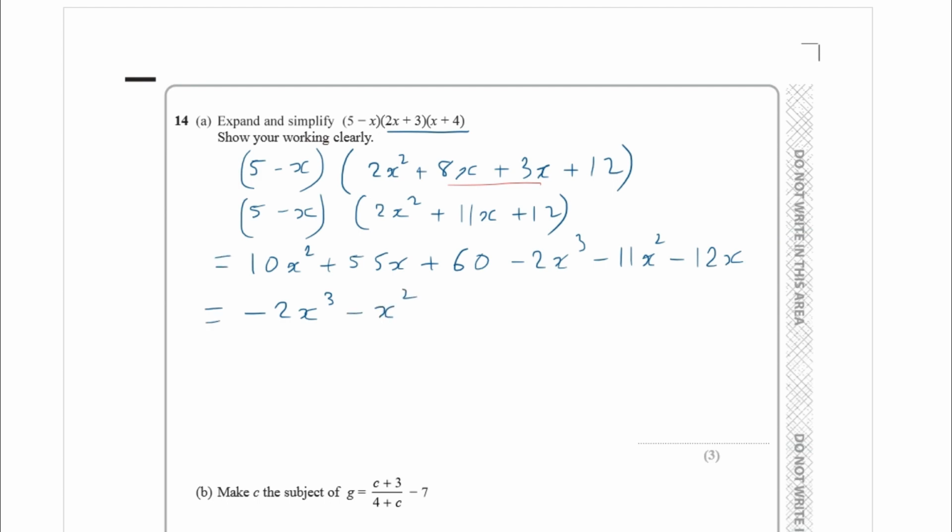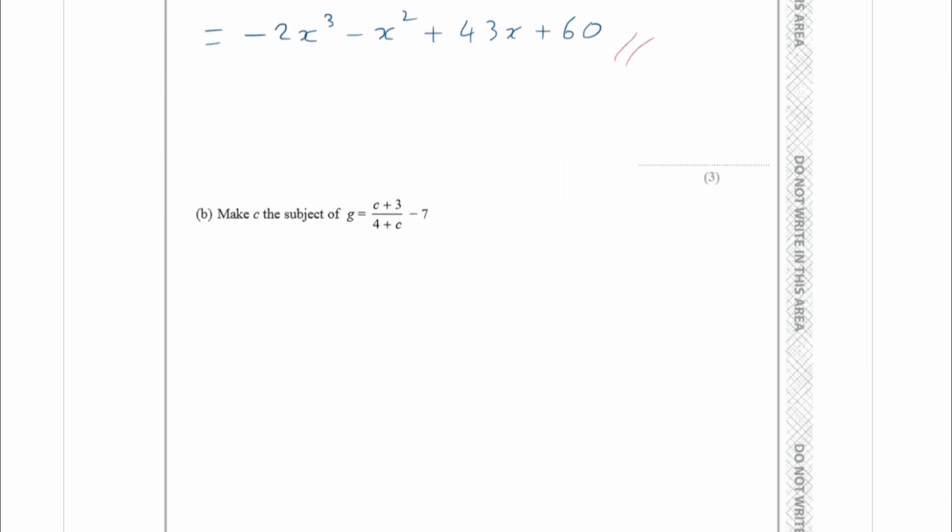And then we can write our x's. So x's we have 55, and then we have negative 12. So 55 minus 12 is going to be 43. So we have 43 x's. And then for our last value, we'll have 60. And this is a great place to stop for this question, as you've organized it all in descending powers of x. Excellent. Well done. 3 marks for that question.